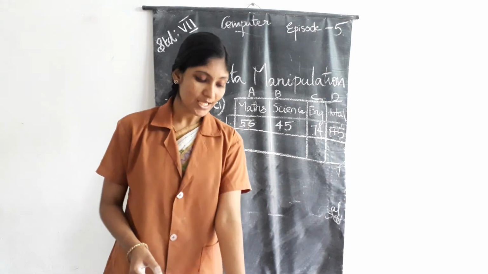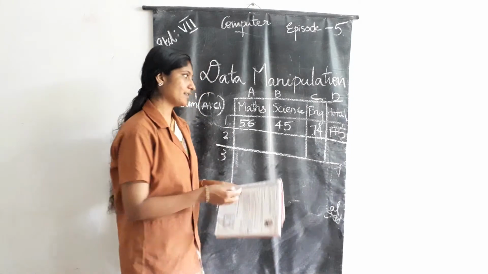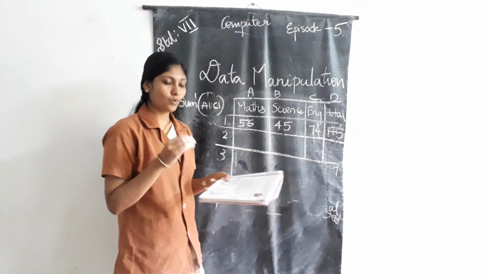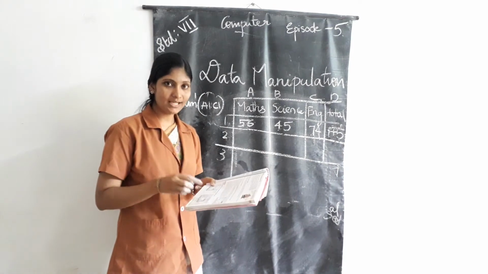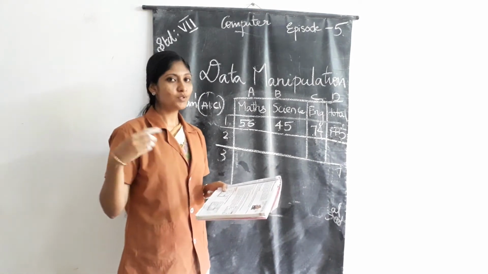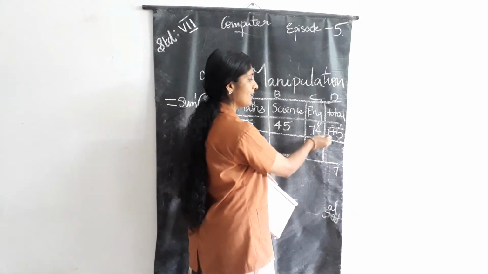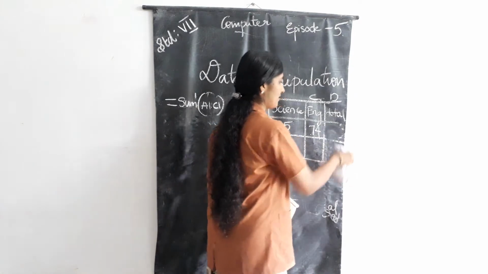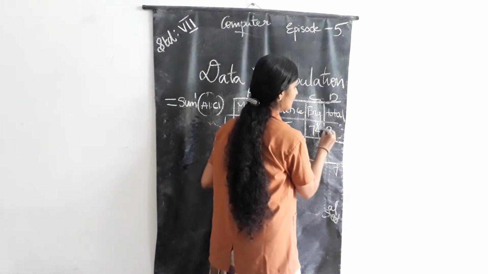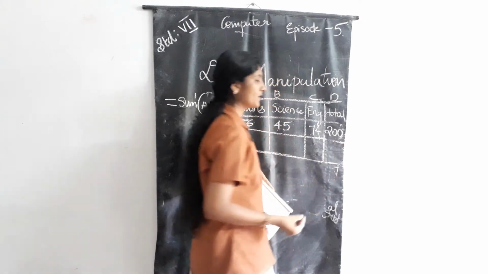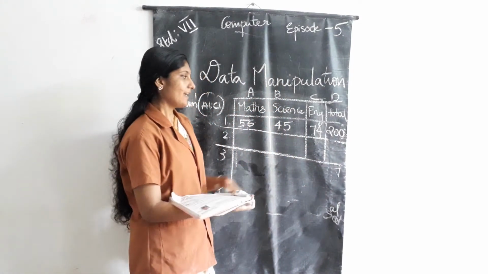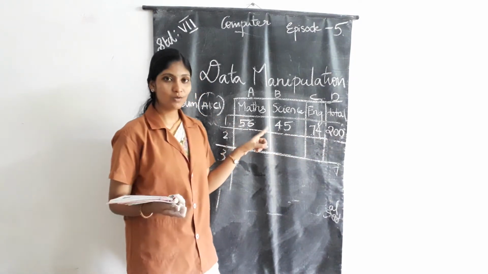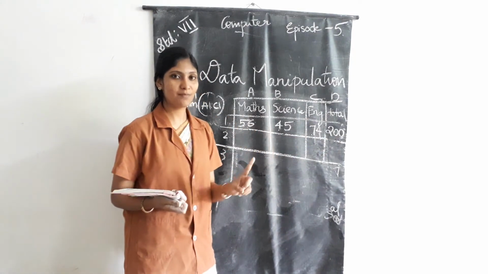Here the question is to set the total to 200. So what is the total here? 175. So we want to change the total 175 to 200. That means we can replace it here with 200. That means we want to get the final or total result 200. When we change the output, we must change the input.